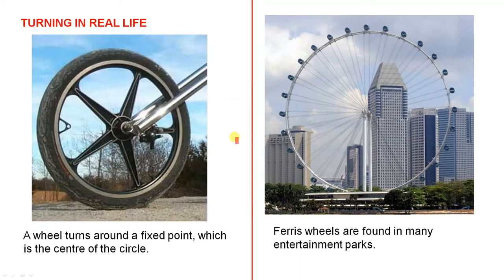Turning in real life. These are just very basic examples. A wheel turns around a fixed point, which is the center of the circle. So that's the fixed point here, and this wheel just keeps rotating around that point. Ferris wheels are found in many entertainment parks, and there's the fixed point there.